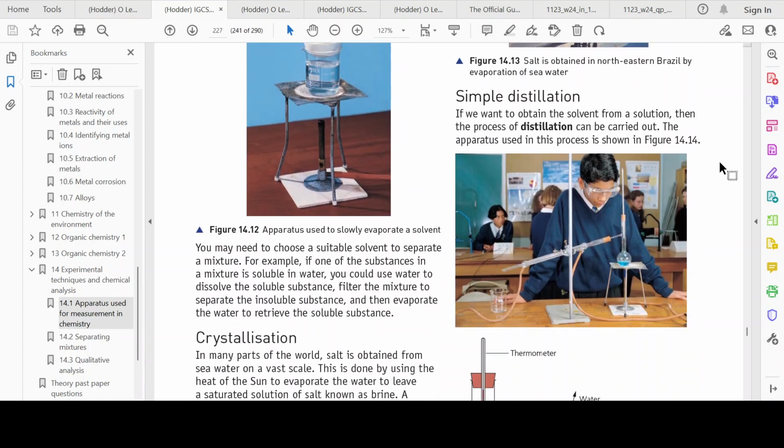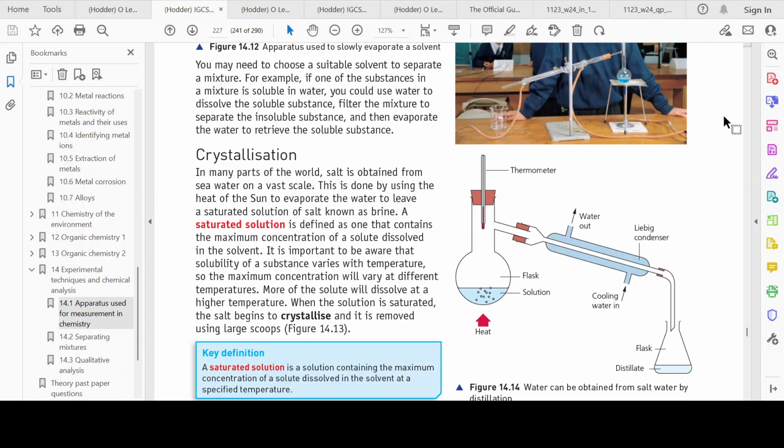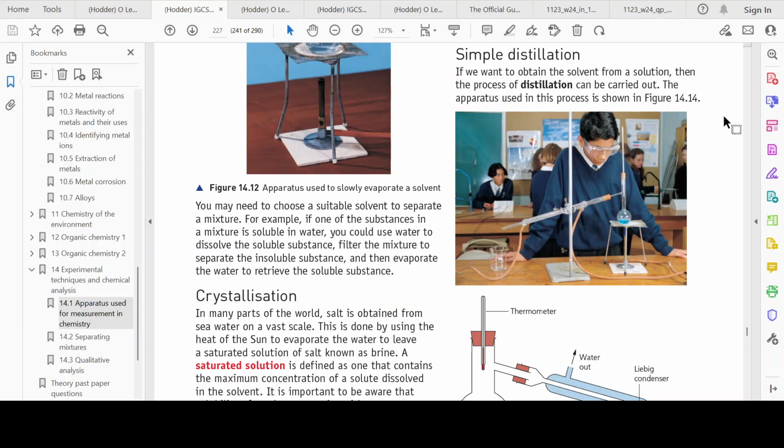Okay, then you've got something called simple distillation. This is used when you have two different liquids that you want to separate, and it basically depends on the difference in boiling points of those liquids. If you want to obtain the solvent from a solution, then the process is called distillation. If you've got a solution with a solid in it as well, and what you want to collect is not the solid but the liquid part, you want to be careful about it. And so what you do is distillation.